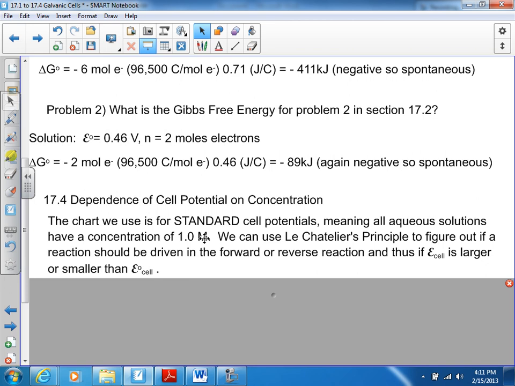And we can use Le Chatelier's principle. If the products are higher than 1 molar, the reaction is driven to the left. If the reactants are higher than 1 molar, the reaction is driven to the right, making it more spontaneous, higher E naught. If the products are greater than 1 molar, then the reaction would be driven to the left by Le Chatelier, and that makes the reaction less spontaneous. So E naught would go down.